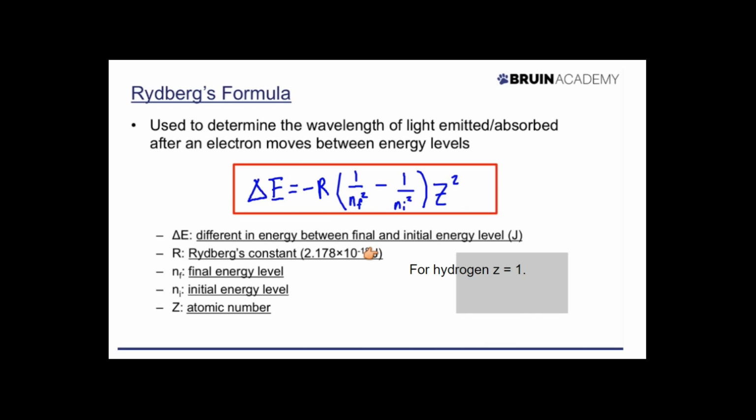And we say delta E is equal to minus R times (1 over NF squared minus 1 over NI squared) multiplied by a constant Z squared, where delta E is the difference in energy between the final and initial energy level. That's the difference between two energy levels, so the light given off. R is the Rydberg constant, NF is the final energy level, NI is the initial energy level, and Z is the atomic number. We don't really have to know the Rydberg equation anymore.